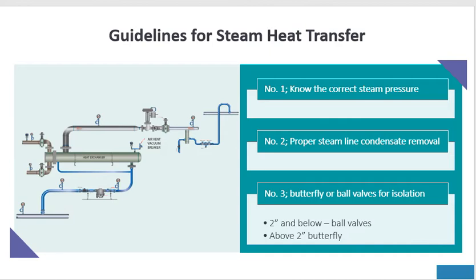The other thing is the components that we have in the system, the strainers, the isolation valves, the control valve, all have a pressure drop. And so we need to be designating the pressure to the heat transfer system or devices. The other thing is proper steam line condensate removal. Steam coming down the main steam line, condensation is going to form. And last thing is we want proper steam quality going into the heat transfer.